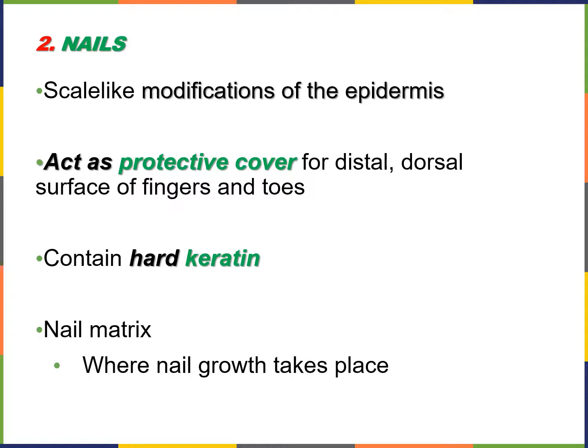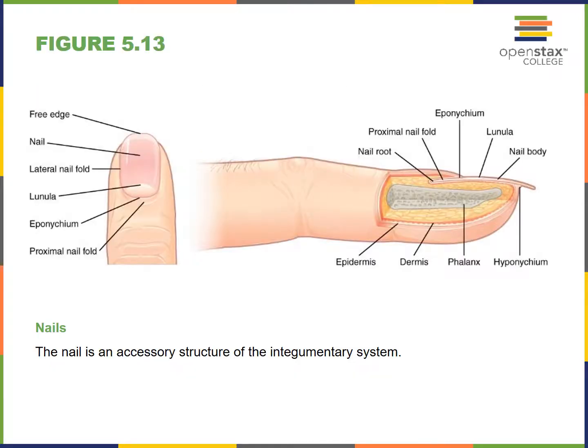The nail matrix is where nail growth takes place. Here's a nice picture, figure 5.3 of the nail. We see the free nail edge, the nail itself, the lateral nail fold, the lunula, the eponychium, the proximal nail fold, the hyponychium, we see the dermis, the epidermis, and then the phalanx, the bone itself.